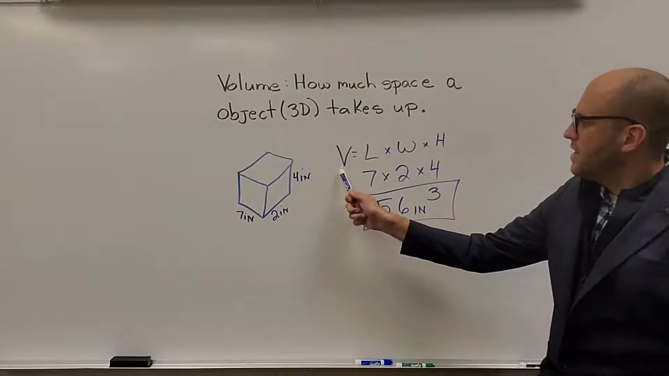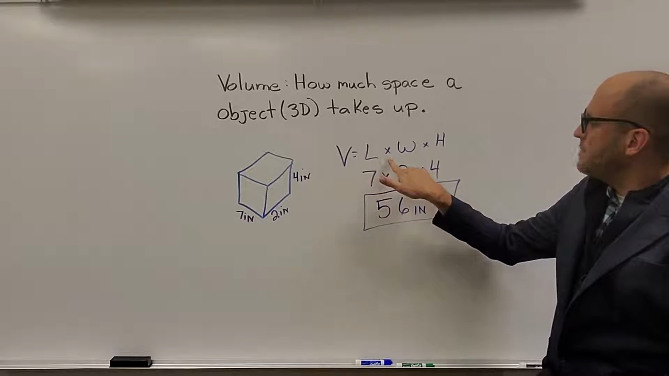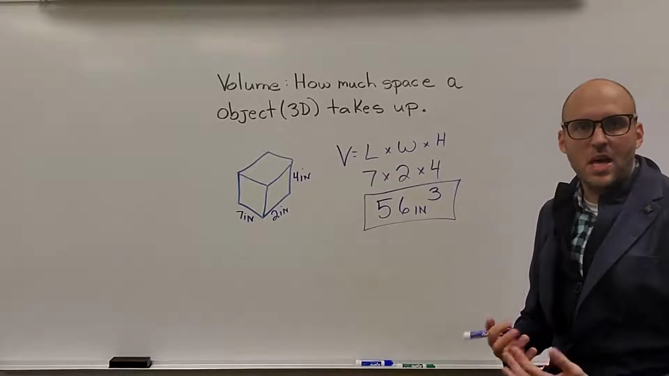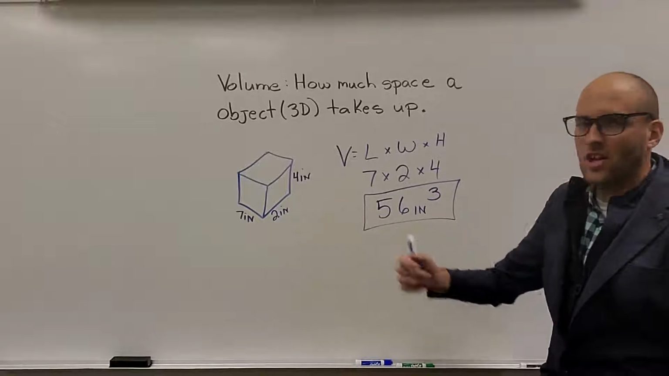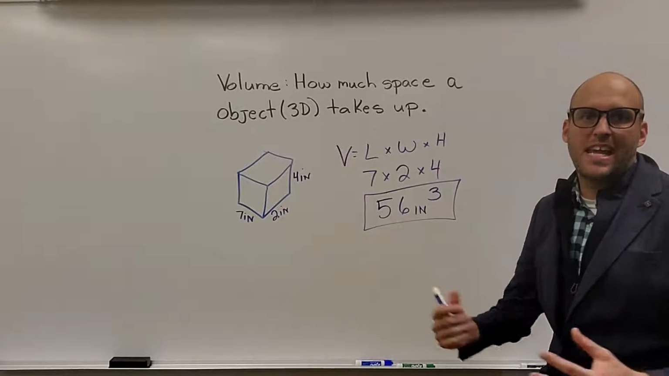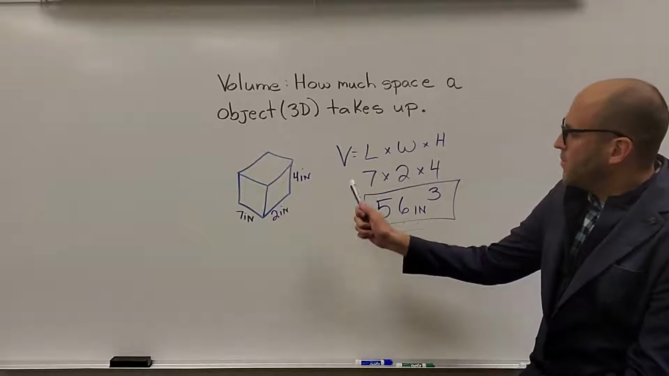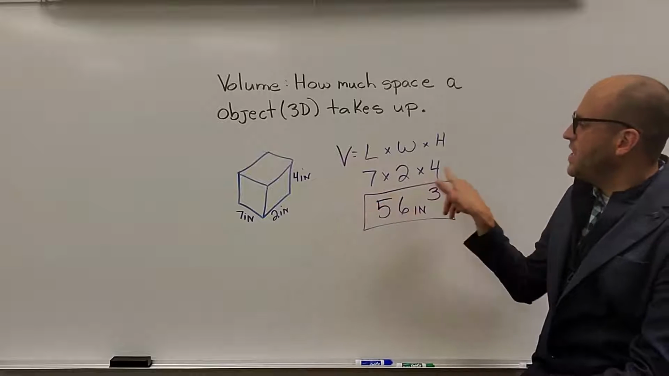And for volume, we have length times width times height. With area, we only had two, length times width, and now we're adding height to it. We're going to be looking at volume of cubes and maybe rectangular prisms over the next couple of minutes. So, you still have to know what the length, width, and height is.